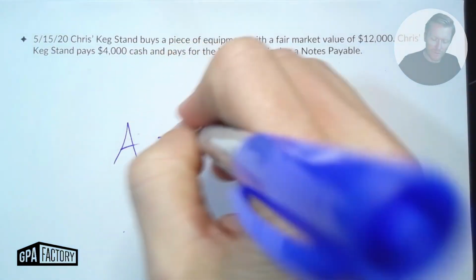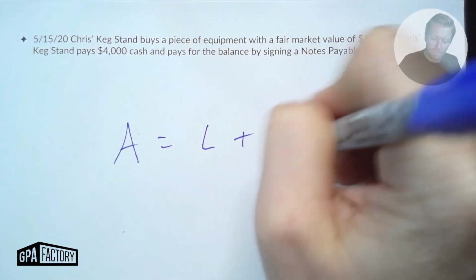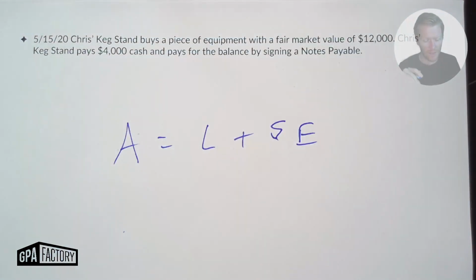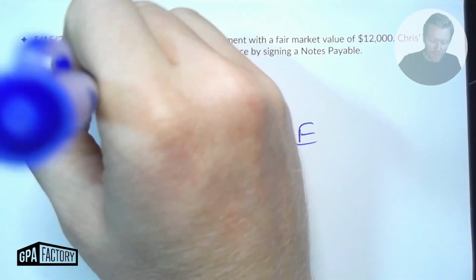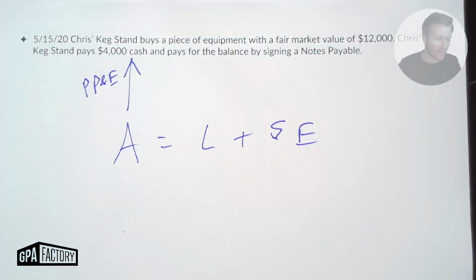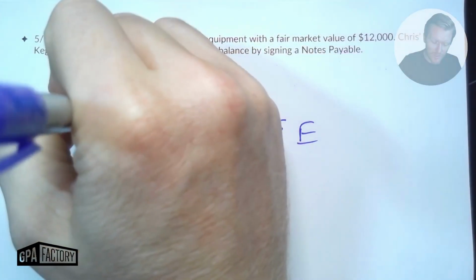So we've got A equals L plus SE. Same kind of thing here. Now we're buying, what are we getting? We are getting this piece of equipment. So we can say increase in PP&E, or increase in equipment. Either one of those is going to be perfectly reasonable. Could be property, plant, and equipment, or could just be equipment. Depending on what kind of equipment it is, you could say like vehicle or whatever. But PP&E, it's going to go onto our books at that $12,000.